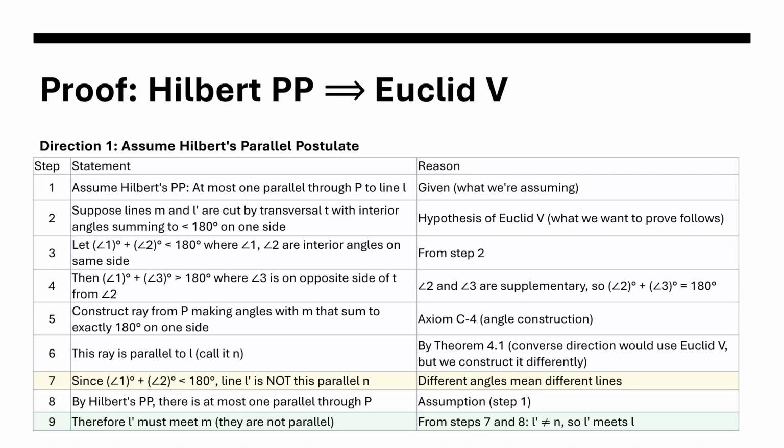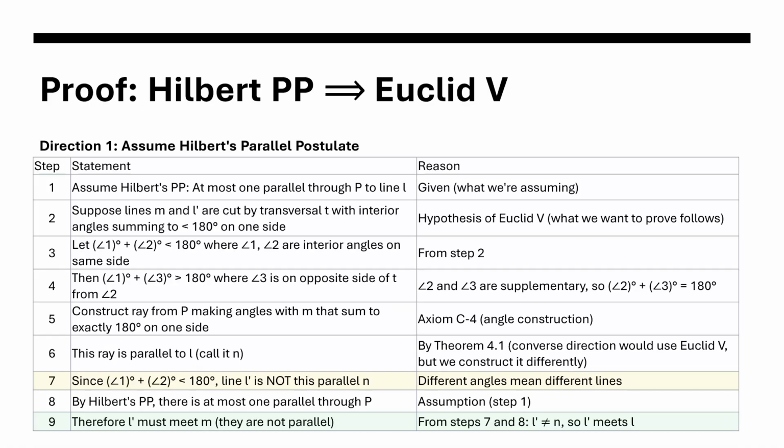So we have here, since angle 1 plus angle 2 is less than 180 degrees, line L prime is not parallel to N. So different angles means different lines. Okay. Now, take note here that line L prime makes angles summing to less than 180 degrees. That is on step 3. Now, line N makes angles summing to 180 degrees. That is on step 6. Therefore, line L prime and line N are not the same. So different angles means different lines.